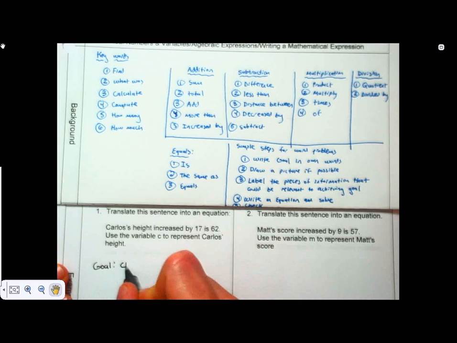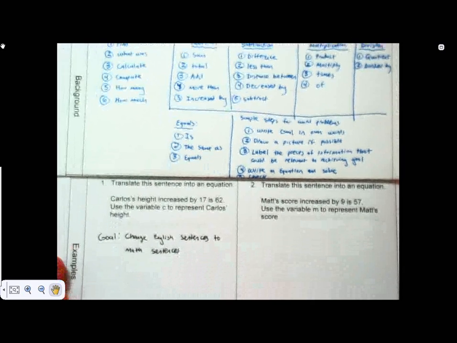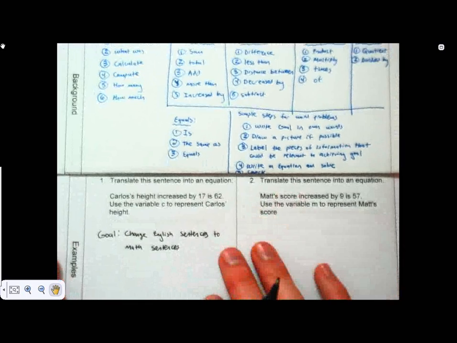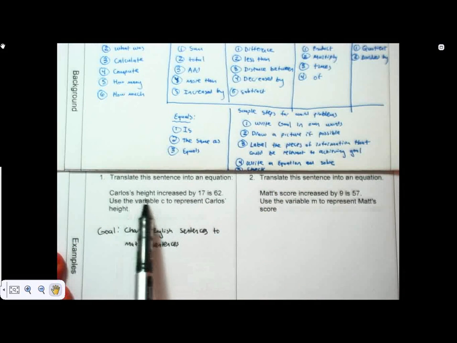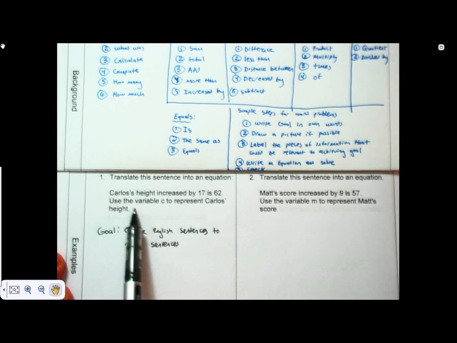So change English sentences to math sentences. That would be my description of our goal. Okay, so let's take a look at the sentence. It says Carlos's height increased by 17 is 62. So below, it says use the variable c to represent Carlos's height.